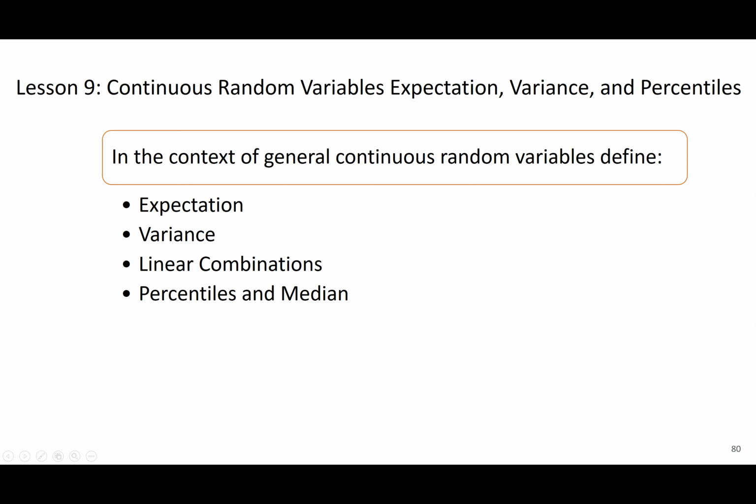Here we are at lesson 9. We're going to look at the continuous random variable still, but we're looking at expectation, variance, and percentiles. As far as what we were doing last week, looking at discrete variables, the expectation and variance are going to look really similar. And then we will be taking a look at percentiles as well.